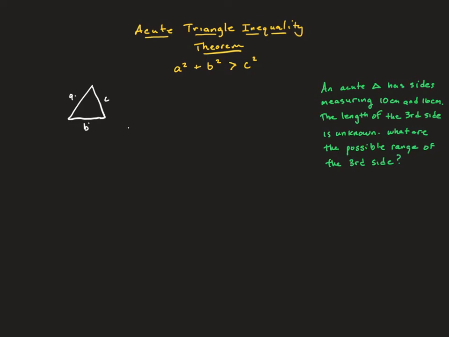So here we have an acute triangle. I got this triangle right here. I don't know if it's a right triangle. I have one side that is 10 centimeters, another side that is 16 centimeters, and the length of the third side is unknown. What is the possible range of the third side? This third side could be C, it could be B, or it could be A. We don't know.